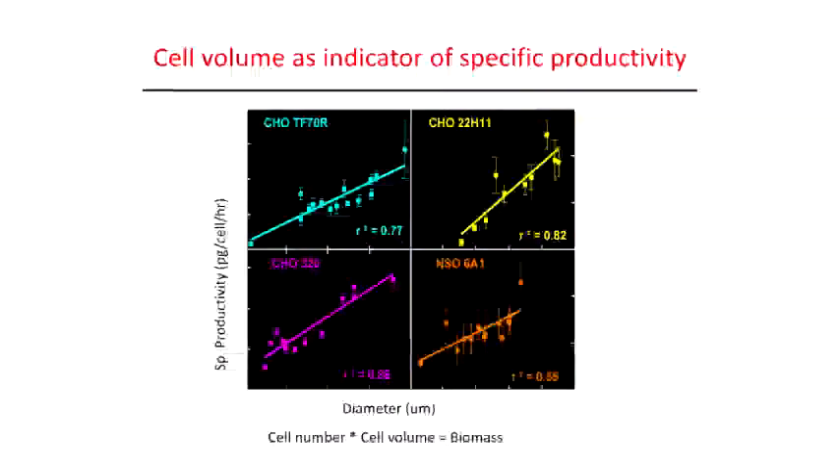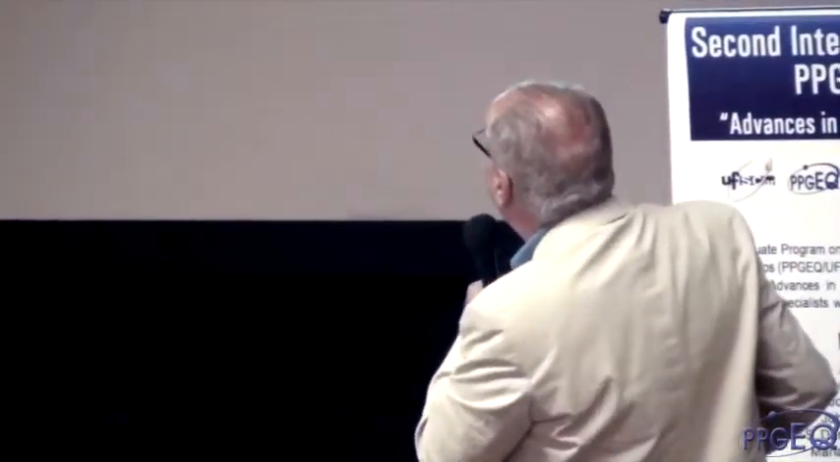Specific productivity is correlated to the diameter of the cells. These are four different cell lines, three CHO and one NS0 cell line, producing different recombinant products, and you have the same correlation: specific productivity, in picograms per cell per hour, increases as the diameter of the cells increases. Later we found that cell diameter is independent of cell cycle phase, because we know that G2 is larger than G1, and S is larger than G1. But independent of that, we also have a correlation where as the size of the cells increases, there is an increase in productivity.